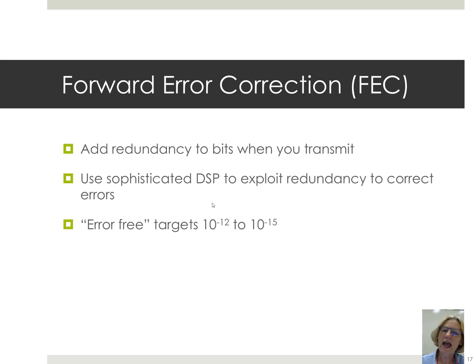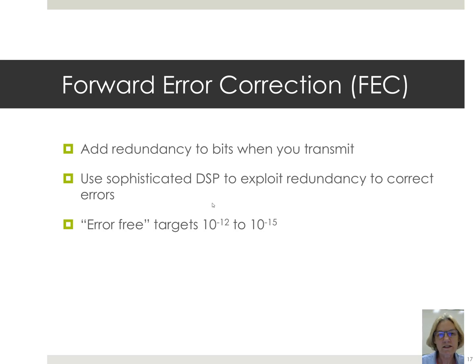So as I mentioned, we add redundancy to bits at the transmitter, and then we use sophisticated DSP at the receiver to exploit that redundancy in order to correct errors. Typically when we talk about error-free, what we mean is that there are very few errors, so that the bit error rate is something like 10 to the minus 12 or 10 to the minus 15. That means I'll send 10 to the 12 bits, and on average only one of those bits will be an error.